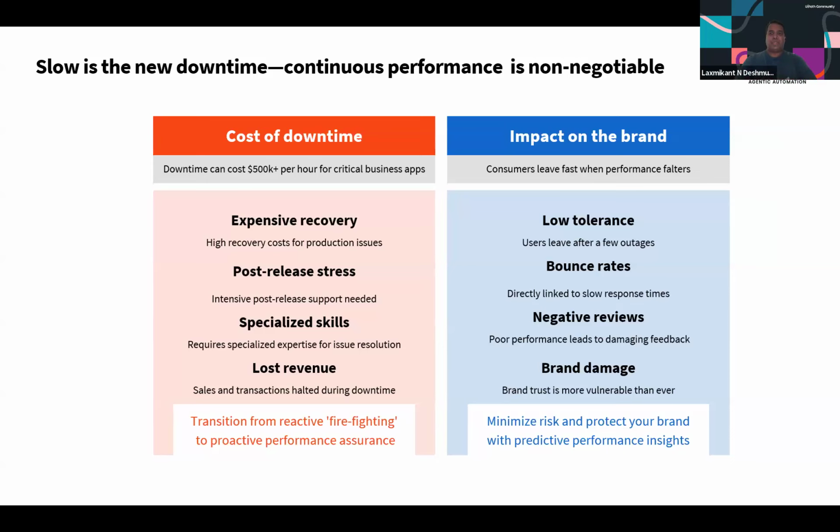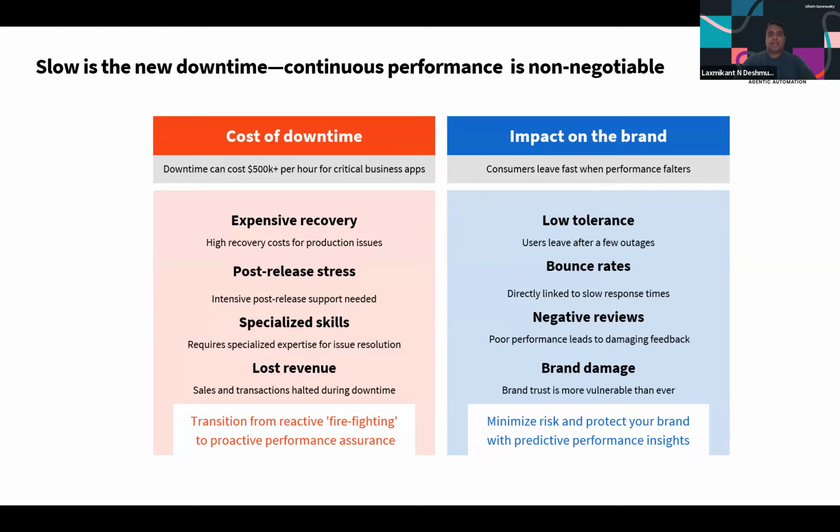Why we are all doing this is, we know that the environment is highly competitive nowadays. Multiple options are coming up, even if we have to buy something, right? And if something is not working or it's very slow, we immediately switch to a different environment or different application. Like slow is the new downtime now, right? It's not just that the application is down. Even if it is slow, we call it the application is not working properly, and continuous performance is non-negotiable now.